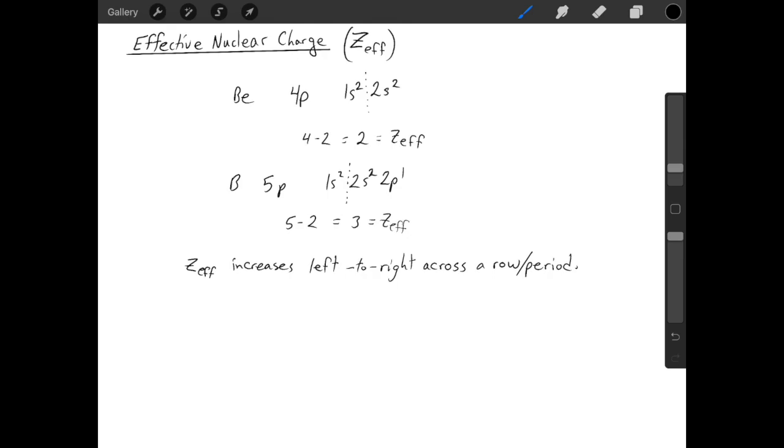So the left to right trend in effective nuclear charge is pretty easy to understand. Within any given row, you have a consistent set number of core electrons. The only things that are changing are the number of protons and the number of valence electrons. And the valence electrons don't contribute to the effective nuclear charge. So the only thing that really matters is, as you go left to right, the number of protons increases, but the number of screening electrons stays the same.